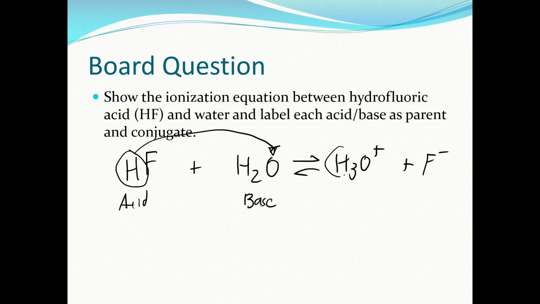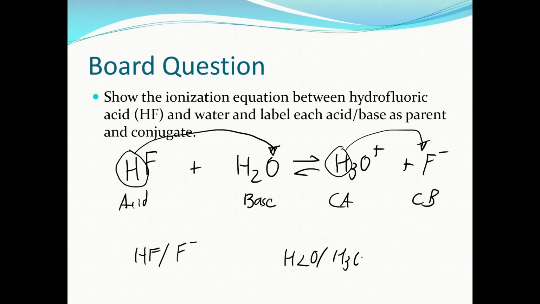If we want to go the opposite way, H3O plus can give that back, which makes this our conjugate acid, this our conjugate base. HF and F minus are conjugate acid-base pairs. H2O and H3O plus are conjugate acid-base pairs.